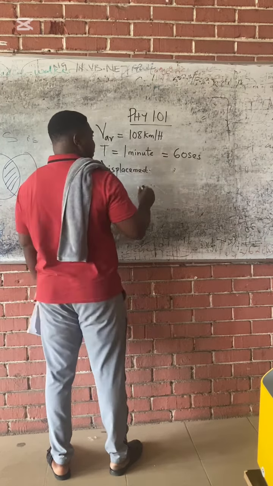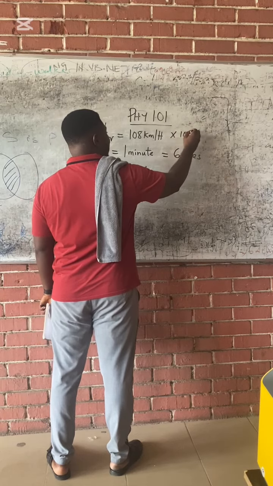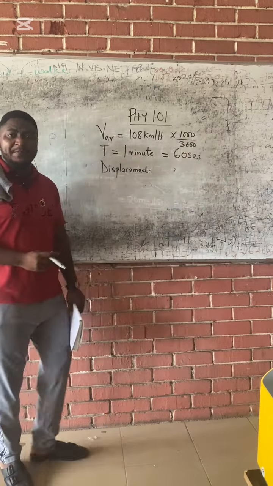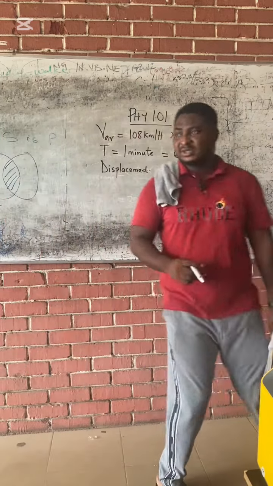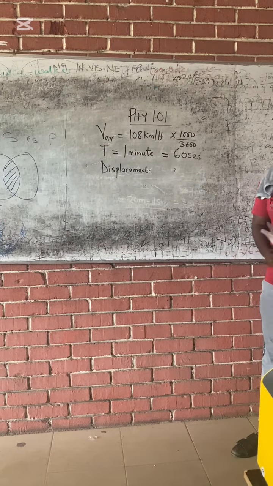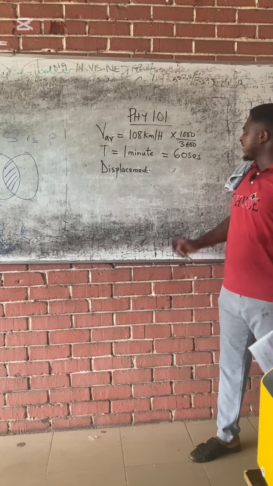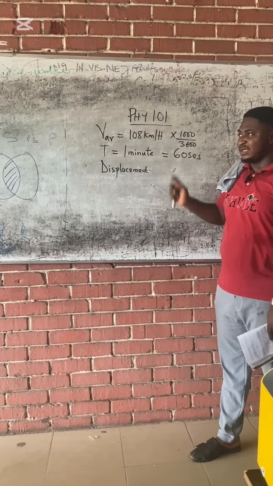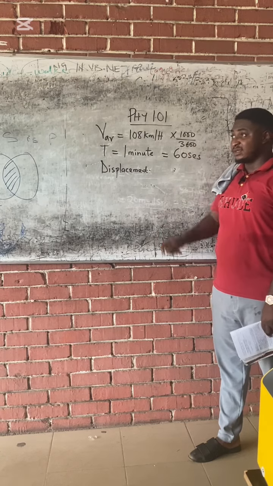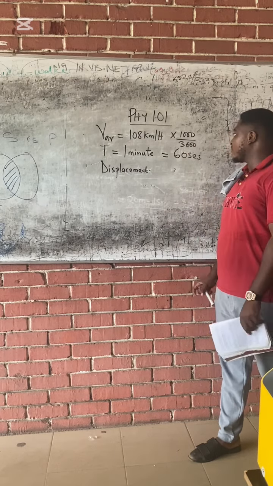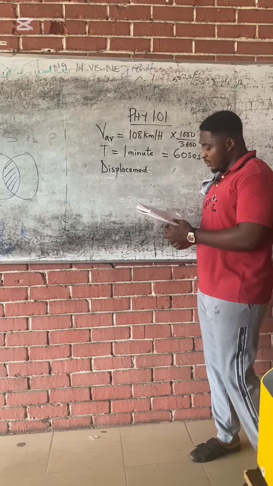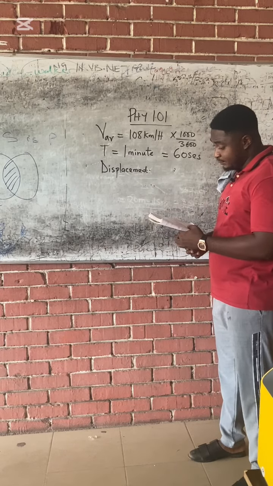And there's a shortcut. Just multiply by 1,000 and divide by 3,600. Class, when going from kilometers per hour to meters per second, simply multiply by 1,000 and divide by 3,600. That's how you go from kilometers per hour to meters per second. I think we'll get it if we do the math well.